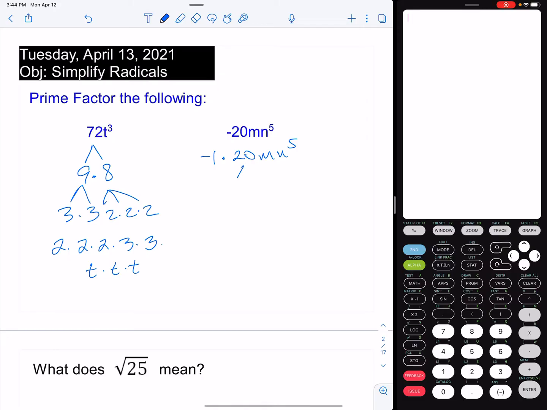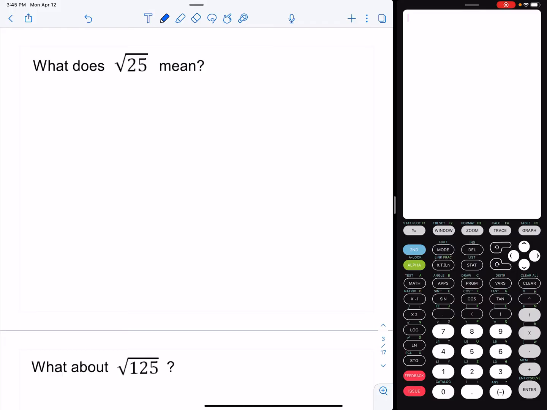Okay, so we break down the 20, and the 20 breaks into 5 times 4. Okay, so then the 4 would continue to break down into 2 times 2, and the 5 slides. And then we bring this negative 1 all the way down to the front. So to write this one, it would be negative 1 times 2 times 2 times 5 times m times n, 5 times. Okay, so that would be prime factoring polynomials or monomials. Sorry about that.